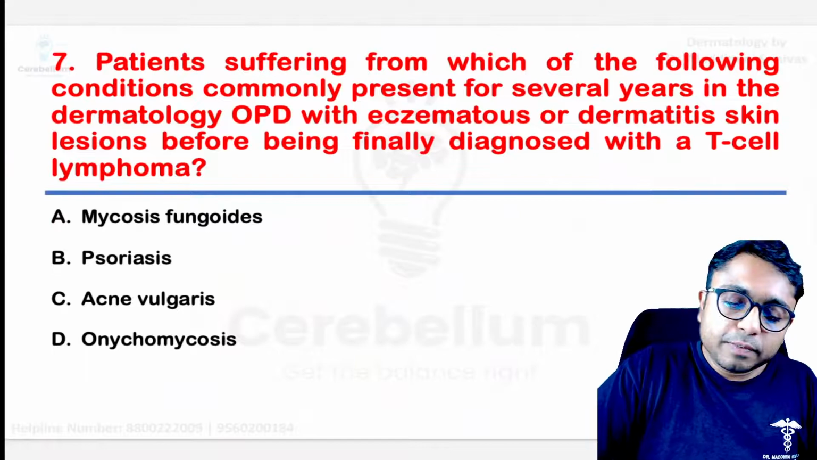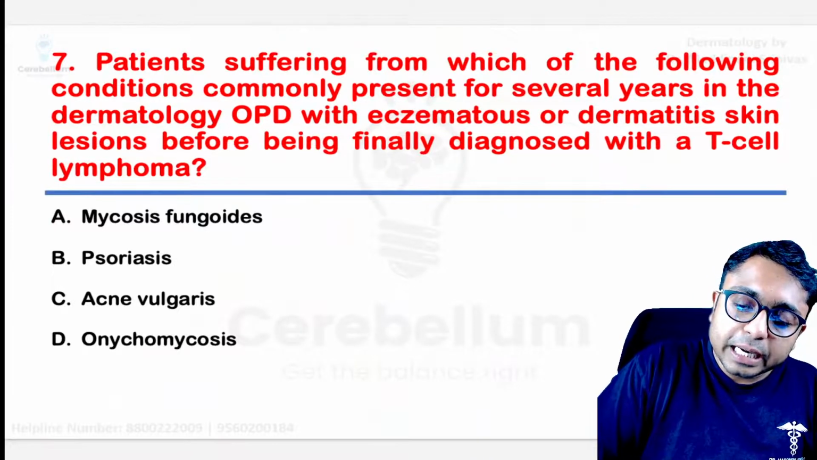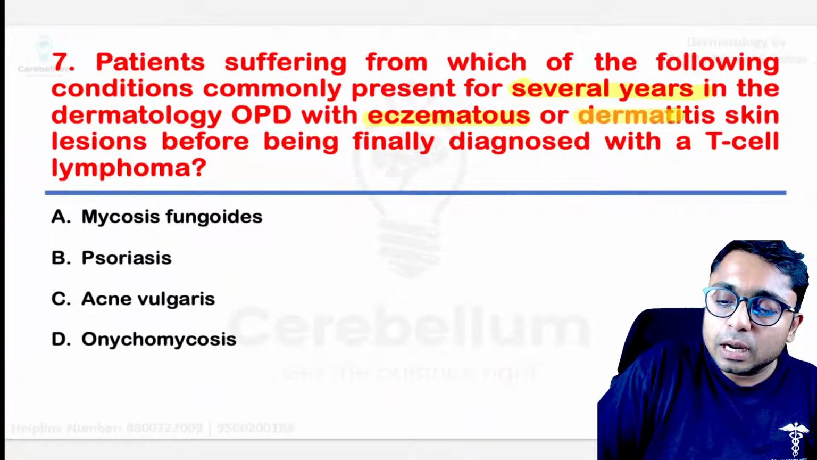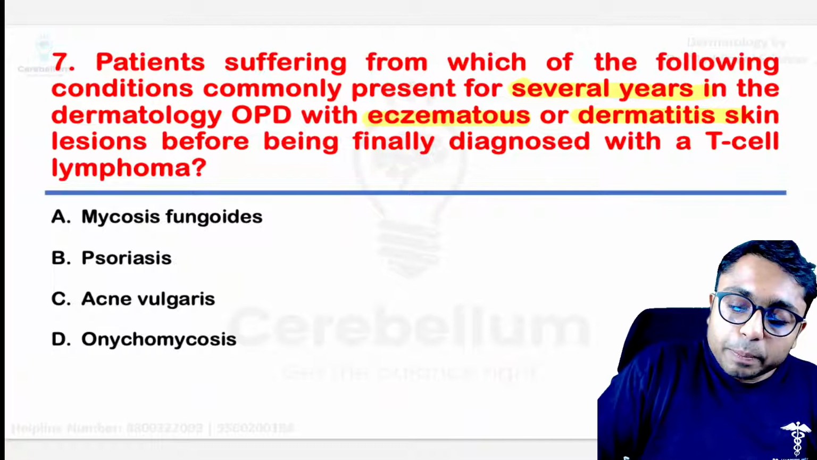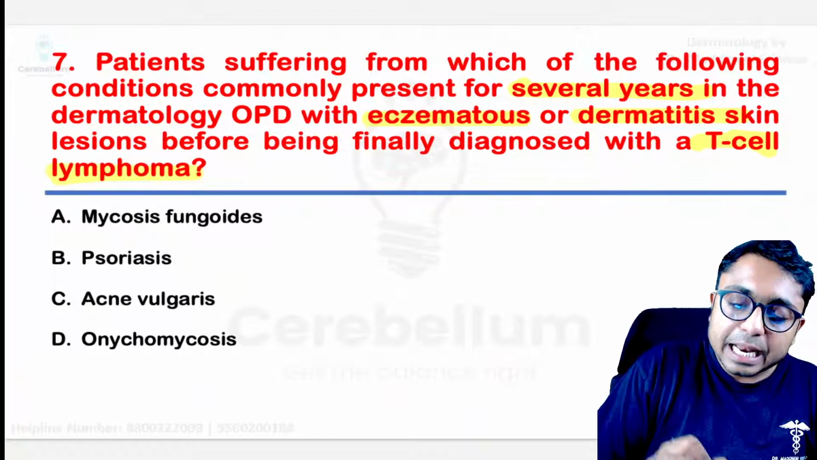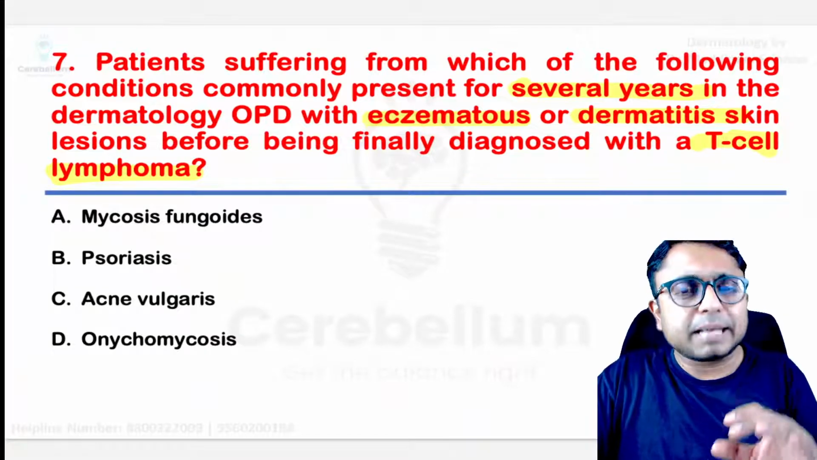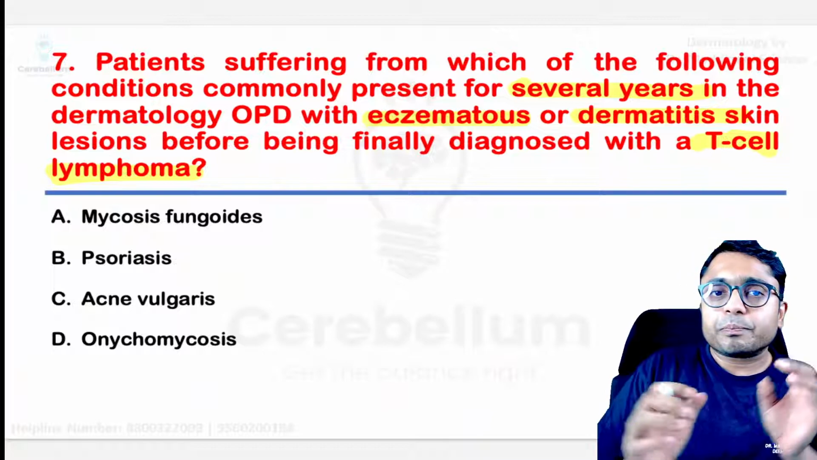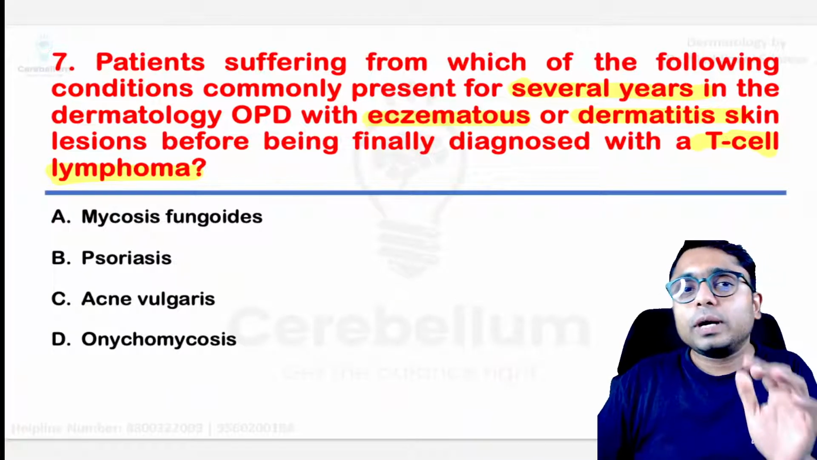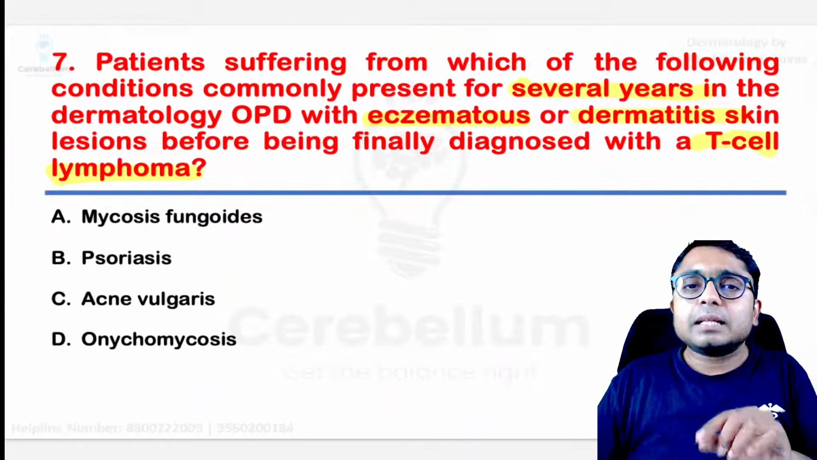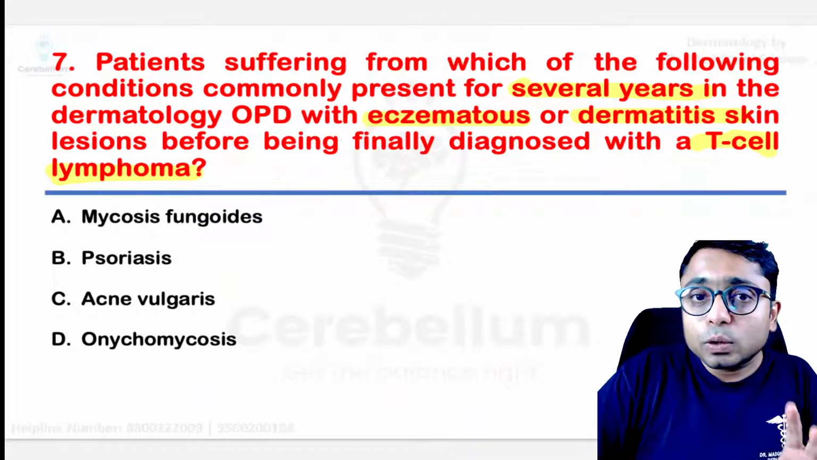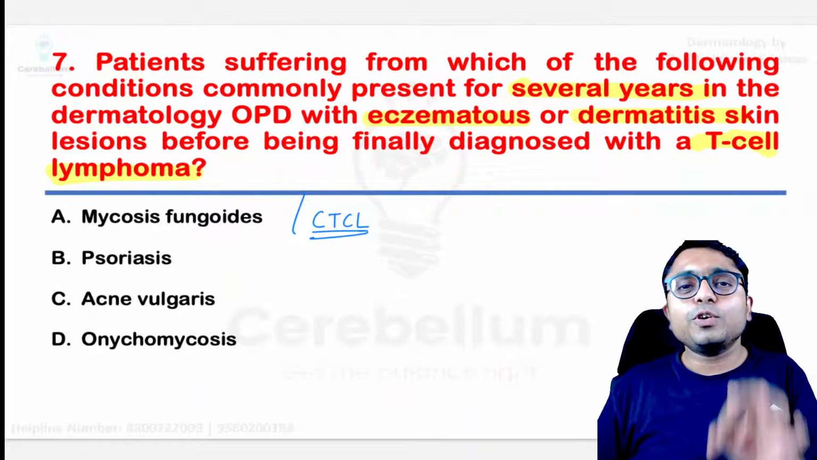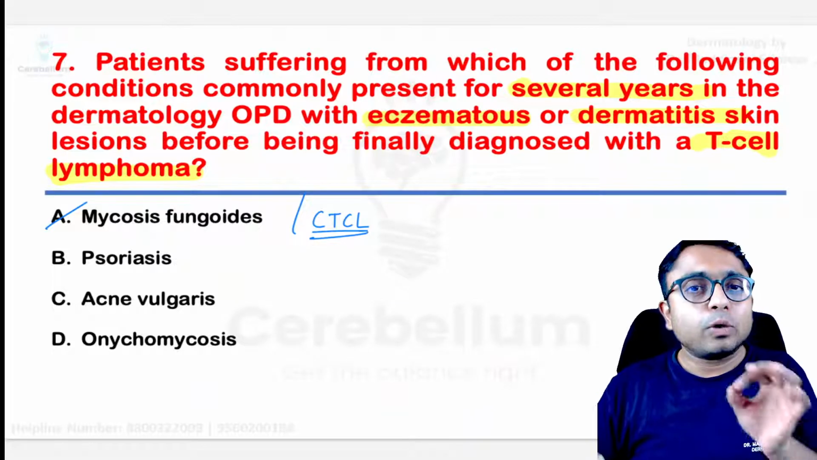This is the last question. A patient suffering from which of the following conditions commonly presents for several years in the dermatology OPD with eczematous or dermatitis skin lesions before being finally diagnosed with a T cell lymphoma. This is a very characteristic and interesting clinical scenario which the examiner actually gave you. So if you know a single point, you can mark the answer, but otherwise it will be difficult. So remember, mycosis fungoides is also called as cutaneous T cell lymphoma. So if you know this, you can easily answer it as mycosis fungoides.